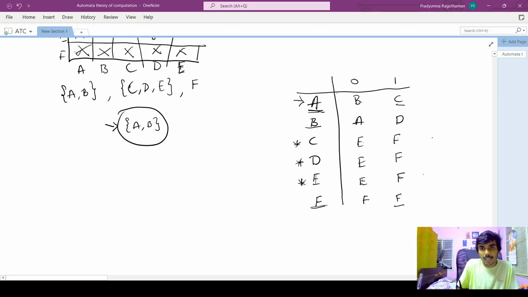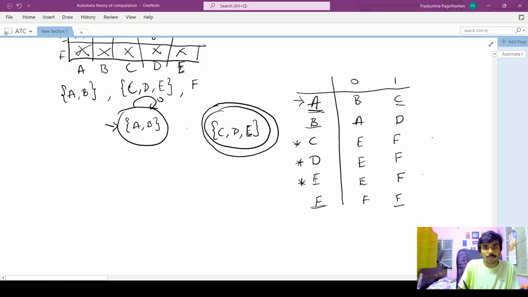So when A gets 0, it goes to B, right? So this is a self loop because B as well is in the same state. And then when A gets 1, it goes to C. So C is inside the state C, D, E that we created, and also C, D, E are final states, right? Since it contains final state, this was also a final state. So when A gets 1, it goes to C. So it comes here, right?